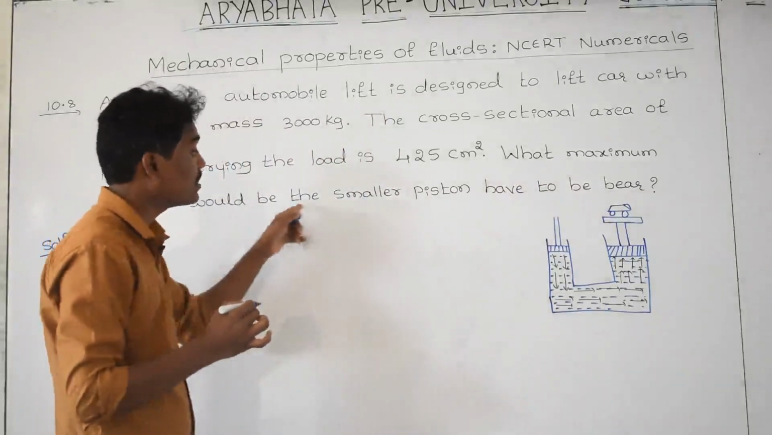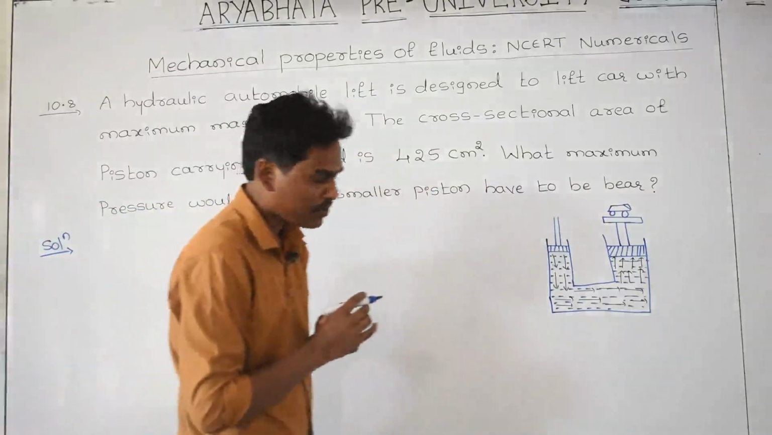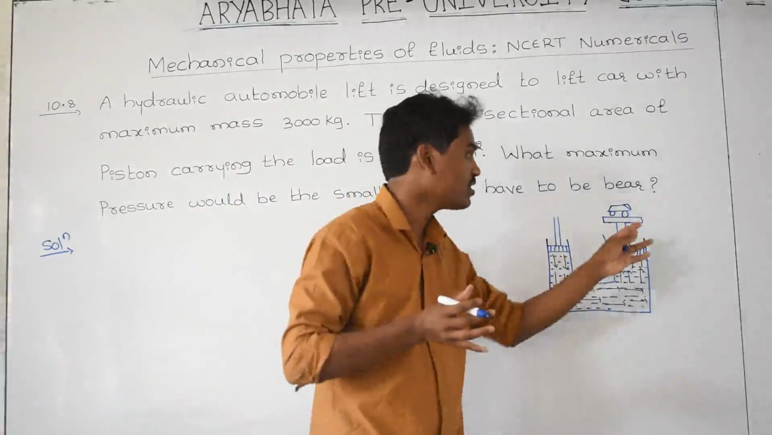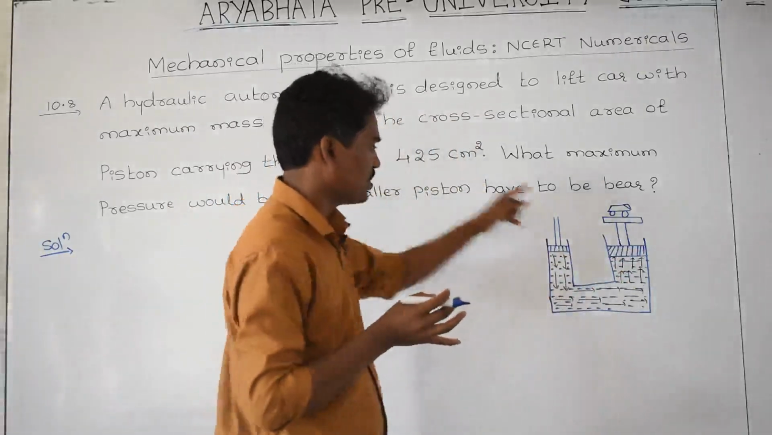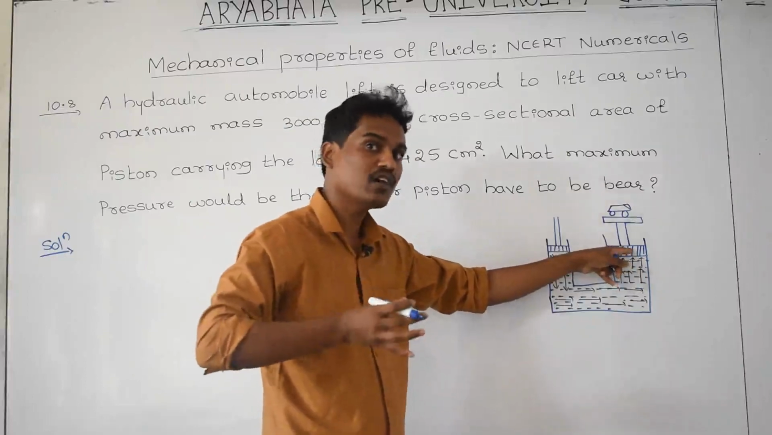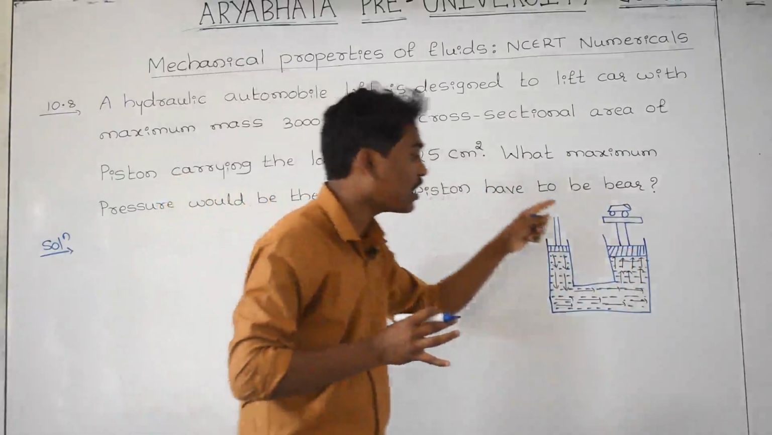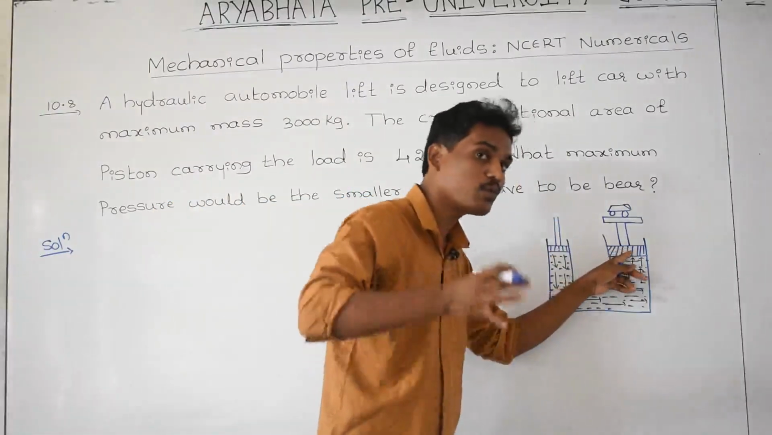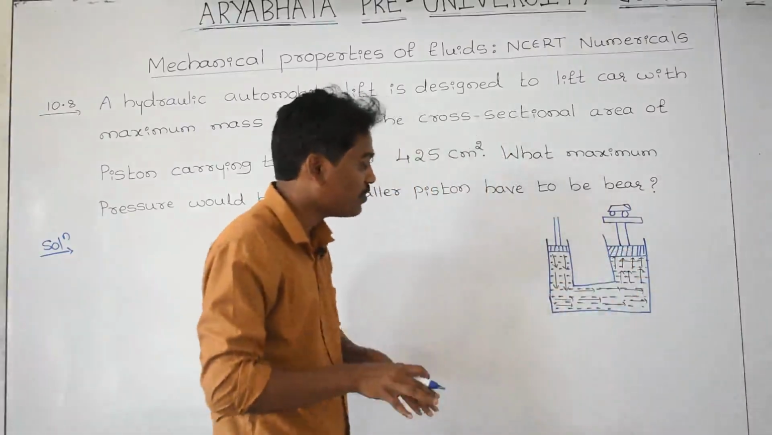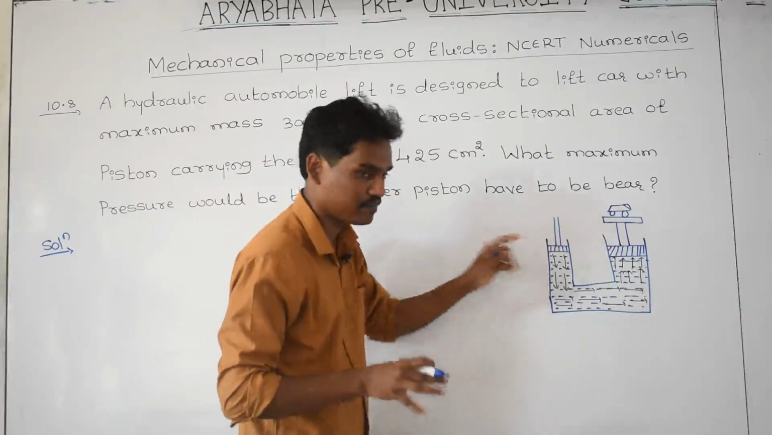maximum pressure would the smaller piston have to bear? The maximum capacity of the bigger piston, how much maximum mass is it able to lift? That is 3000 kg. The second piston has the capacity to lift a maximum mass of 3000 kg. In order to lift 3000 kg of mass by the second piston, how much will be the pressure you can apply on the first piston?